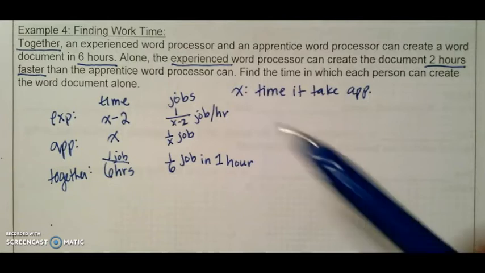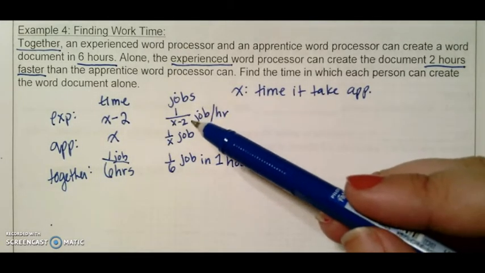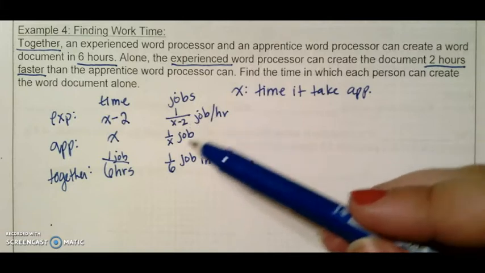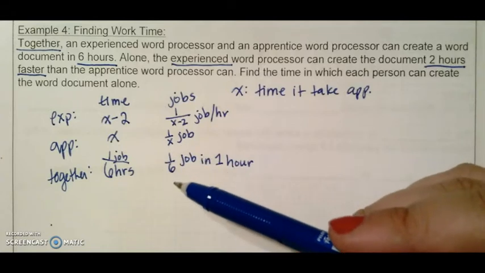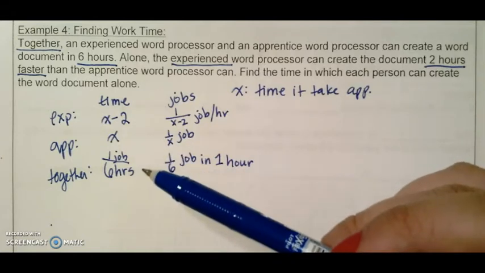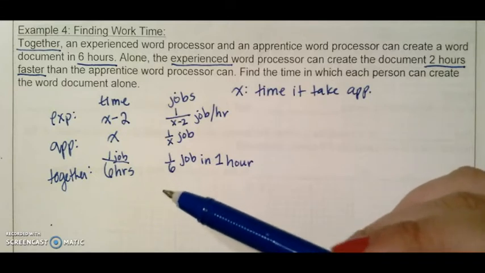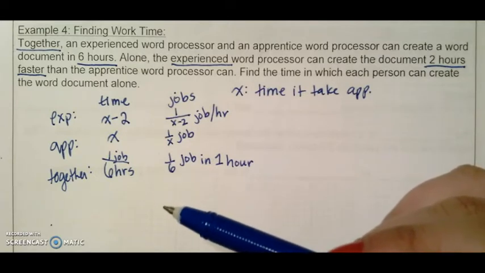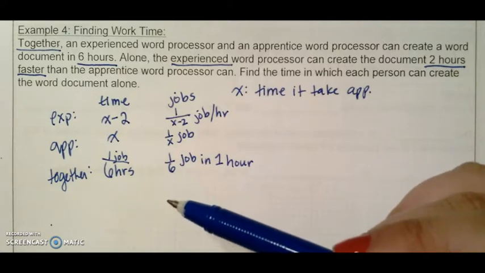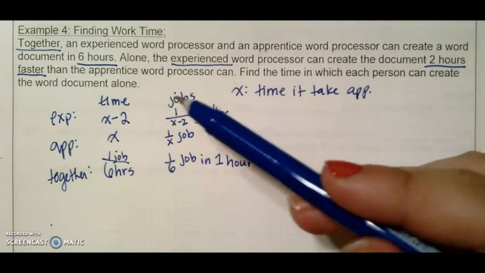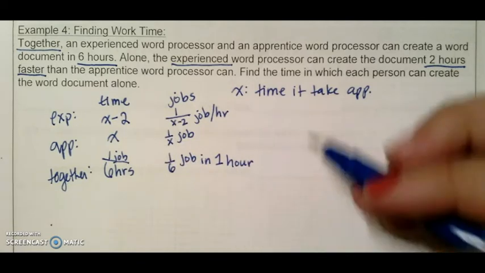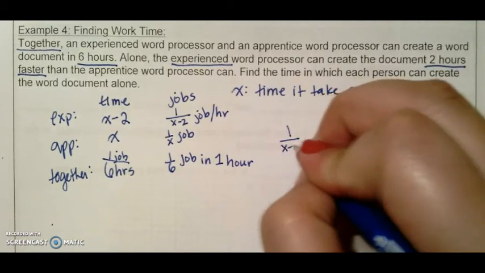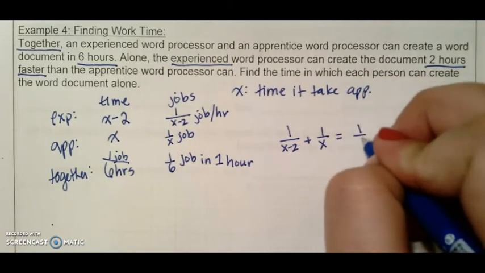Why do we care? Because if the experienced word processor completes 1/(X minus 2) jobs in an hour, and the apprentice completes 1/X jobs in an hour, then together they should complete 1/6 jobs in an hour. We can't say that's true for time. Think about it: if I can clean my room in an hour, and my friend can clean her room in an hour, together it doesn't take us 2 hours, it should take less time. That's why changing it into this form of how many jobs you can complete in an hour helps us set up the equation. So our equation becomes 1/(X minus 2) plus 1/X equals 1/6.